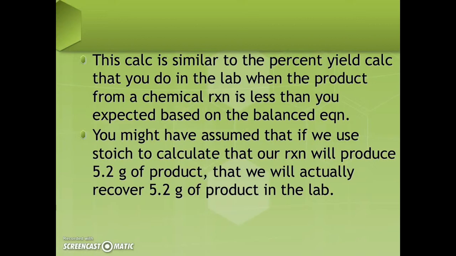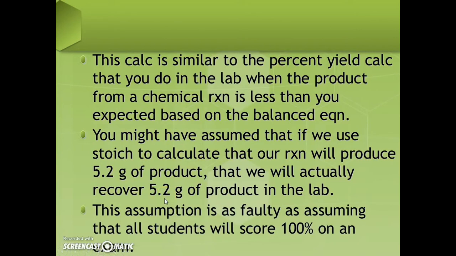What we wind up doing is saying that once we've done our calculation of our theoretical yield, the amount of the product we should get, we can then talk about how much we actually get. You'd be tempted to say that if our theoretical yield is 5.2 grams, that we should recover 5.2 grams of the product. But, in fact, that's probably more like the exception than the rule.